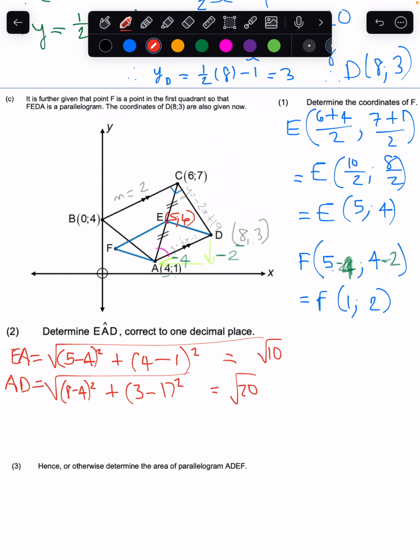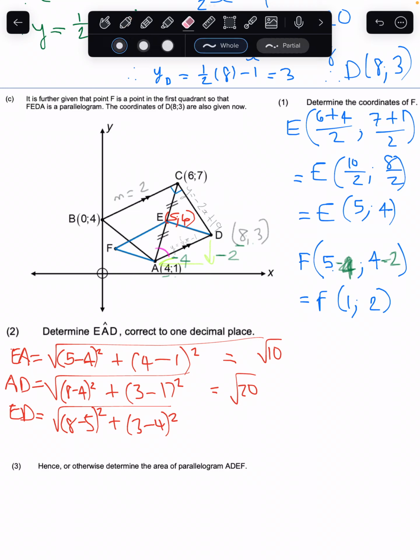And then ED will be the square root of 8 minus 5 squared plus 3 minus 4 squared, which will be 9 plus 1, so that's also the square root of 10. Okay, so an isosceles triangle. Lovely.